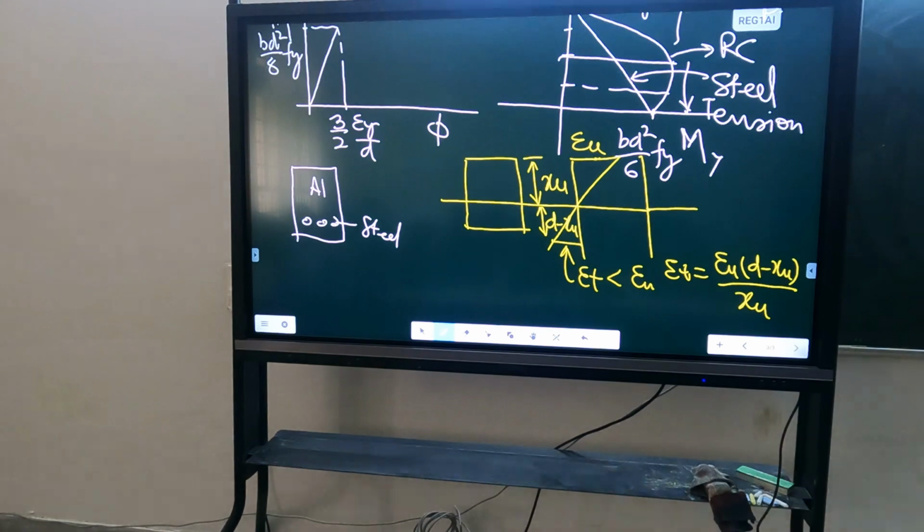So can you calculate C and D and then calculate the value of X in this case?